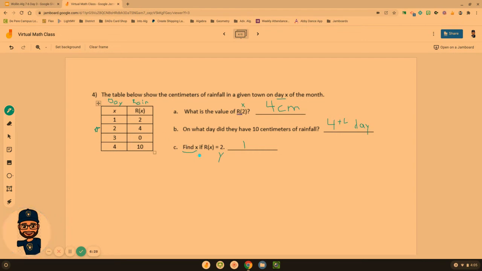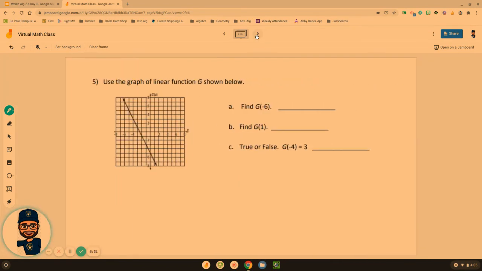Okay, last example, we're going to go to a graph. Remember, graphs are all about X, Y, input, output, right? It's always X comma Y, or input, output, to help us. First one, find G of -6. G of -6. That means the X value is -6.